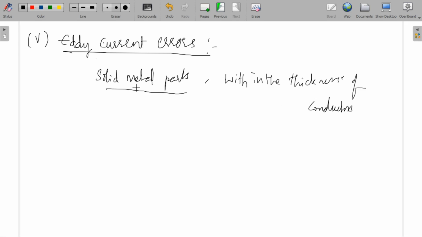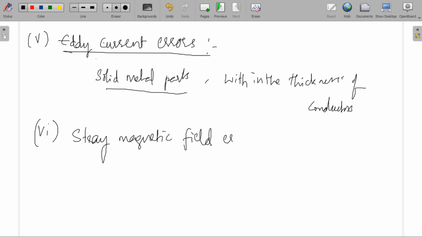Because of the alternating current flowing through the current coil, an alternating magnetic field will be produced. Because of that alternating magnetic field, eddy currents will be induced in the solid parts of the instrument as well as within the thickness of conductors. Anyhow, this error is less only. Eddy current error is less only. Coming to the next error: the next error is stray magnetic field error.